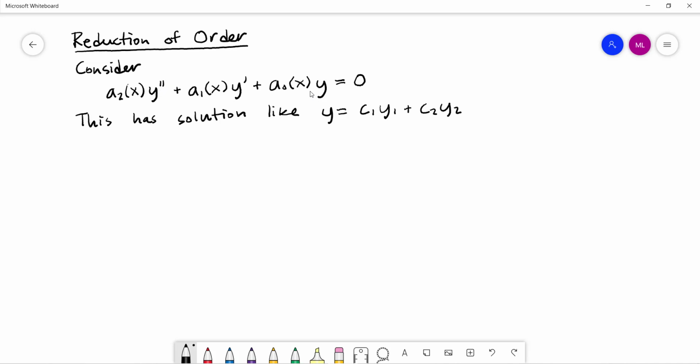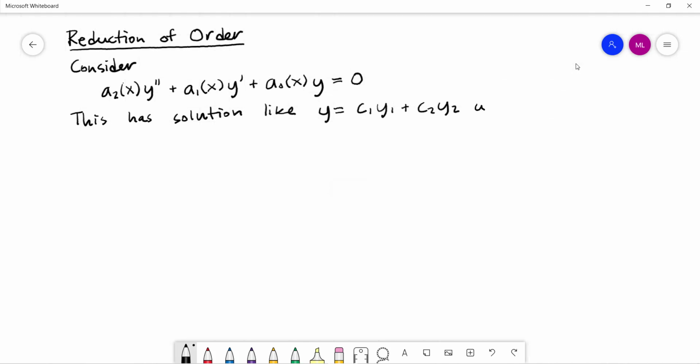The order of your equation will determine basically how many linearly independent solutions we need to create our fundamental set. And so in this case, it's a second order differential equation. We need two linearly independent solutions, y1 and y2, and we take the linear combination of those two functions in order to get the general solution. So in this case, y1 and y2 are linearly independent solutions of the ODE.